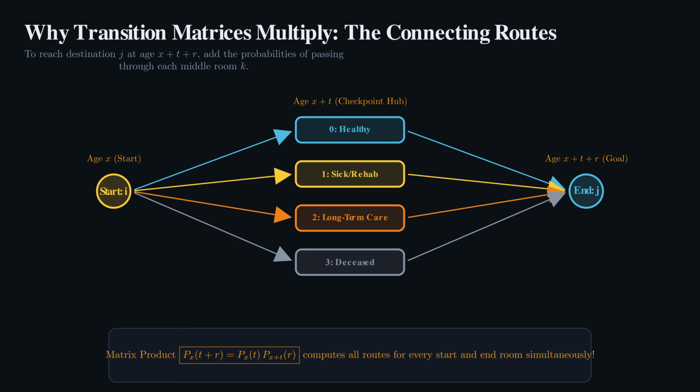To reach destination j at age x plus t plus r, add the probabilities of passing through each middle room k. That sum is Chapman-Kolmogorov. In matrix form, P of t plus r equals P of t times P at age x plus t over duration r.